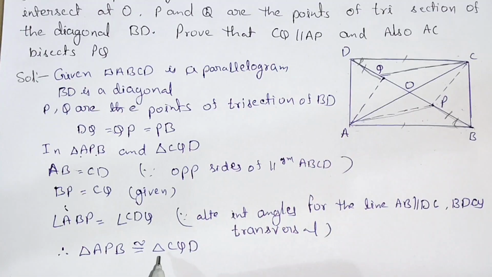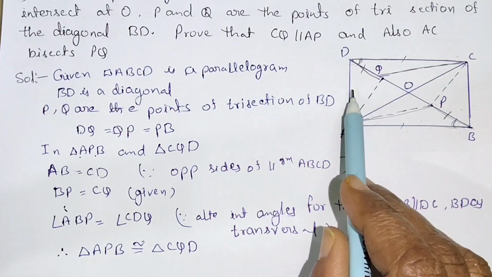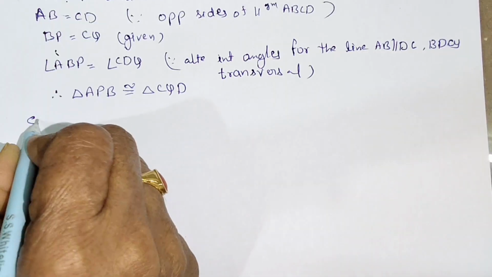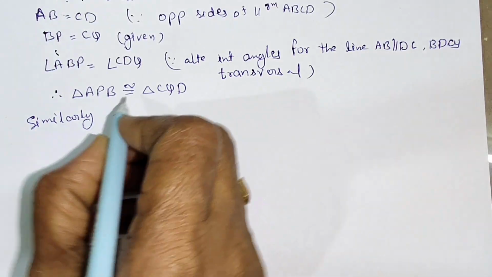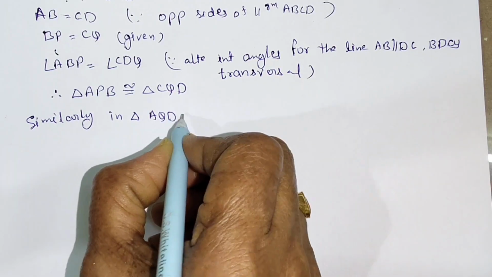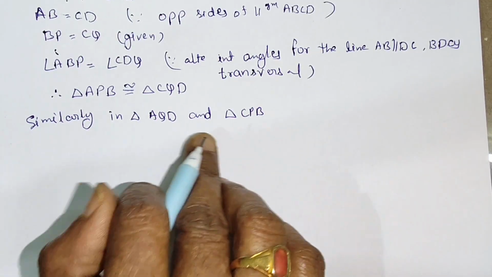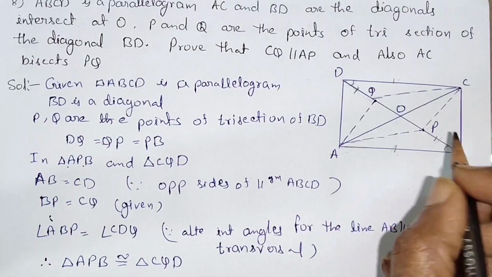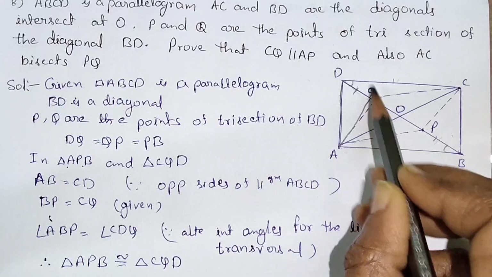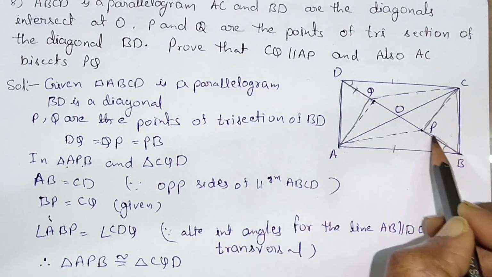Next, similarly, we take DAQ and CPB. We take these two triangles and compare. Similarly, in triangle AQD and triangle CPB, these two triangles, we compare them. Now here in triangle AQD, this triangle, and next CPB, this triangle, we compare these two triangles.